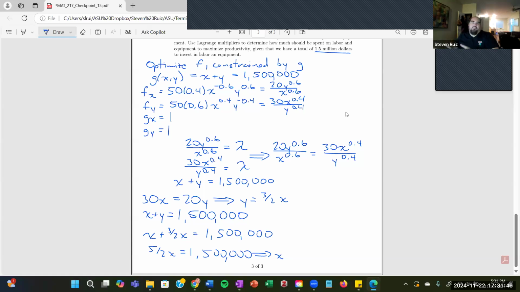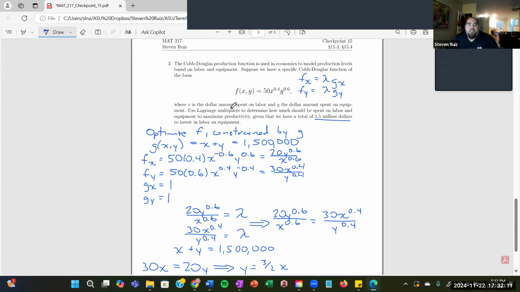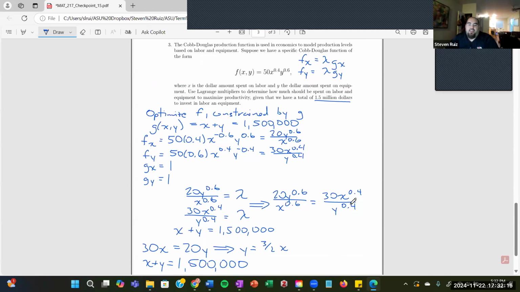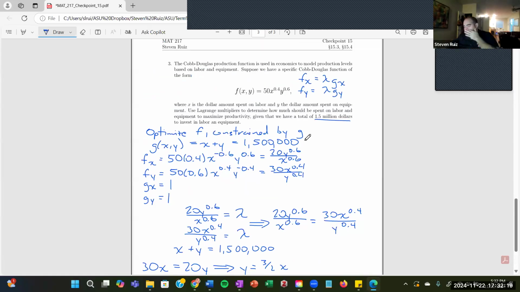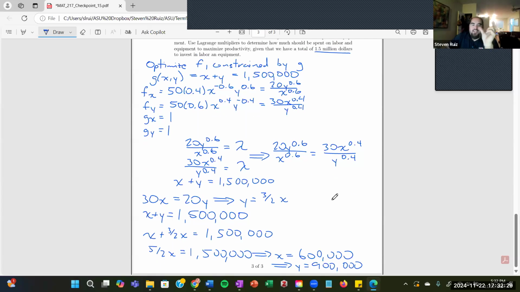So what does that tell me about x? Let's find out. So x is equal to 600,000, which means in turn that y is equal to 900,000. So what did we just find out? That if we want to maximize productivity, we need to spend $600,000 on labor and $900,000 on equipment. So using Lagrange multipliers, that's how under these constraints, we optimize productivity by dividing up our total amount of resources on those two categories. And that's all for checkpoint 15.